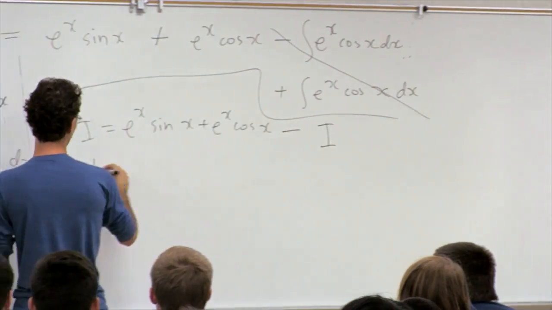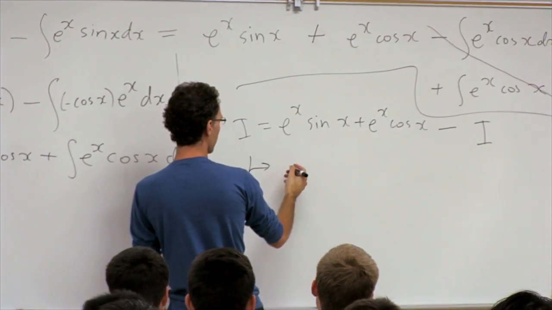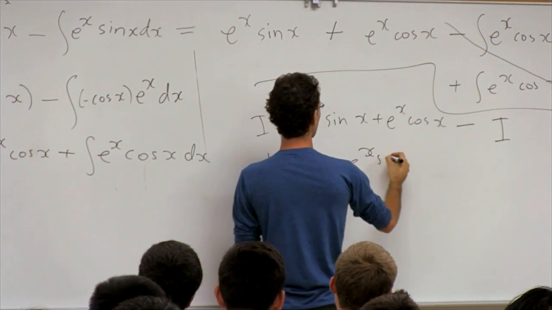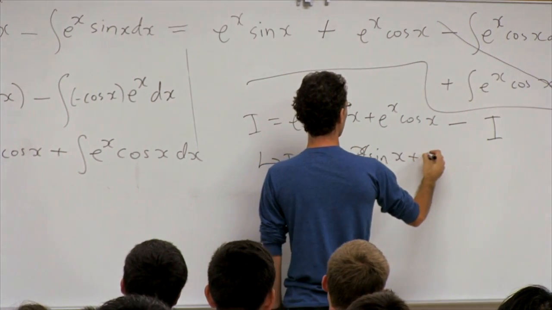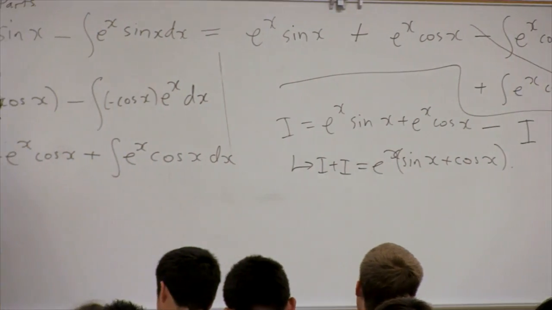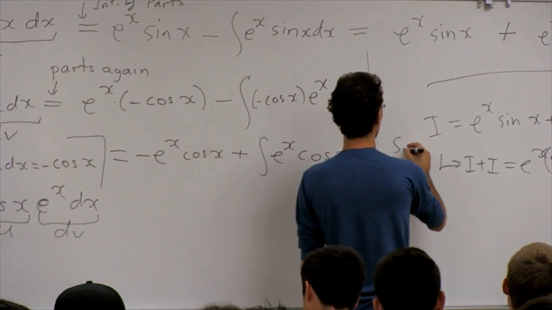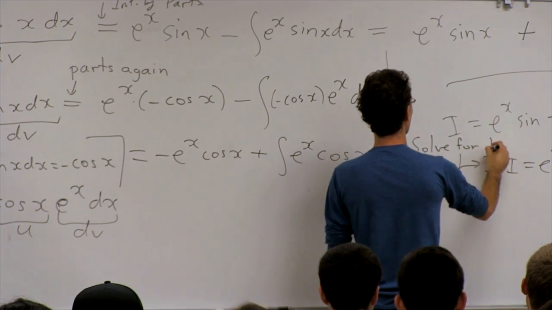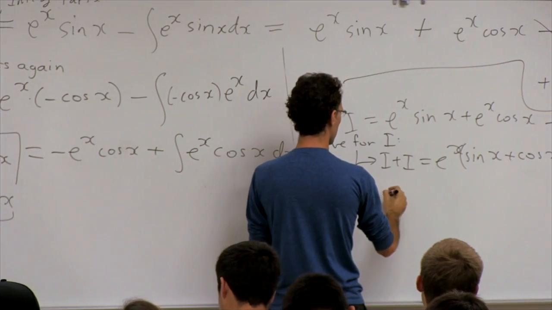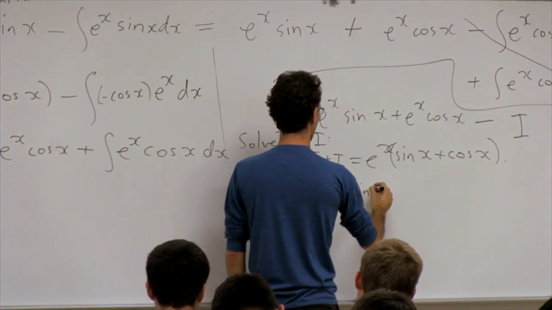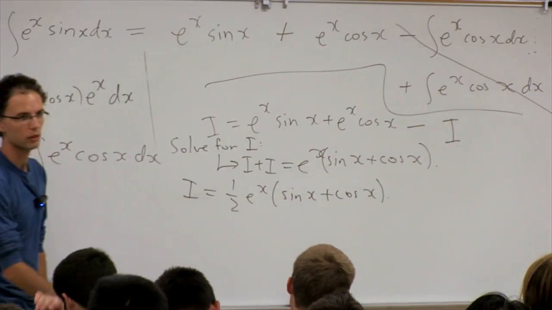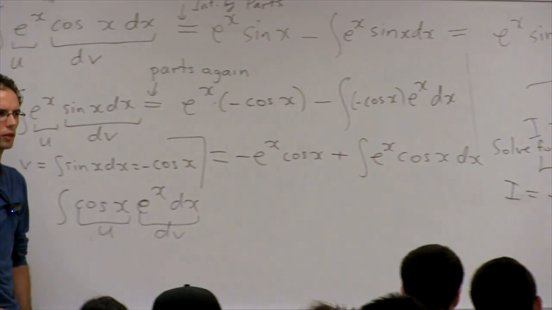So let me just do again what the suggestion was: we add I to both sides and get I plus I equals e to the x, and I'll put this in parentheses, sine x plus cosine x. Right, just solve for I. And here's the result. I is 1/2 e to the x times (sine x plus cosine x). And that's the final answer. Any questions?